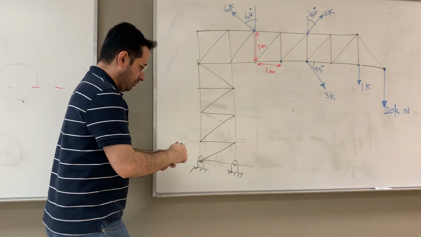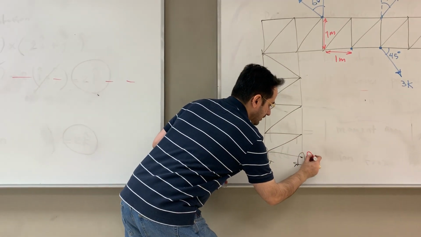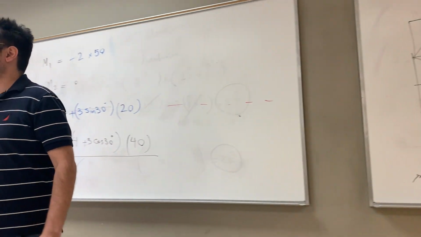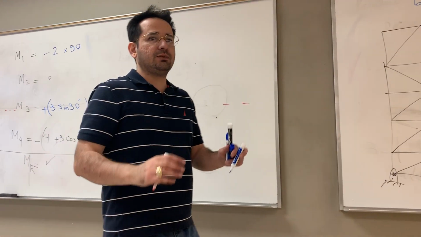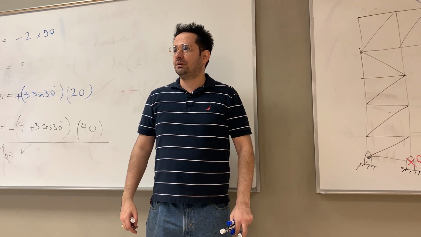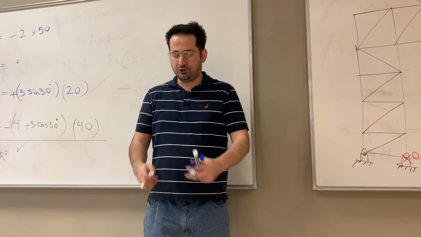Now I'll give you a point. Let's say, pick this point right here, O. You see that point? Now I ask you to find the resultant moment, which is simply the summation of the moments of all these forces around point O. So what should I do?